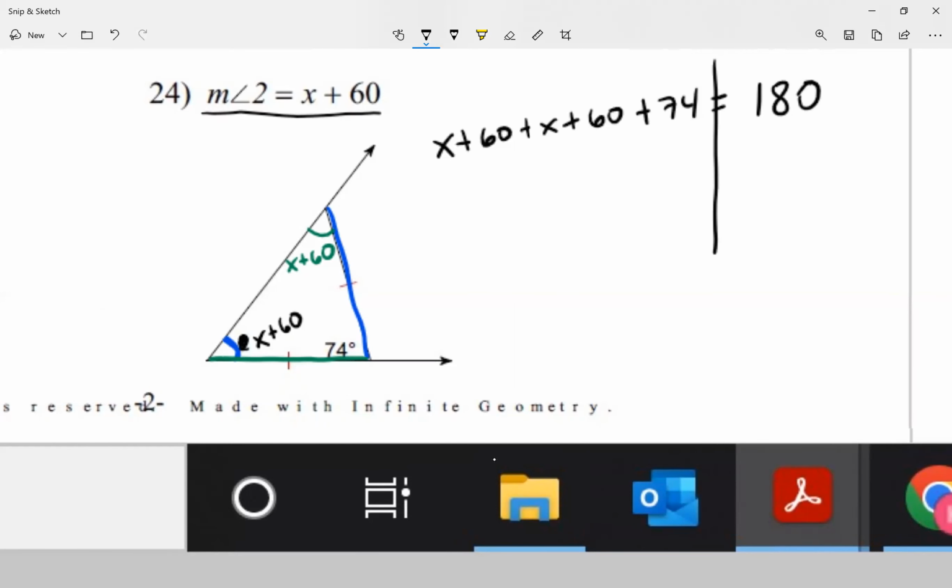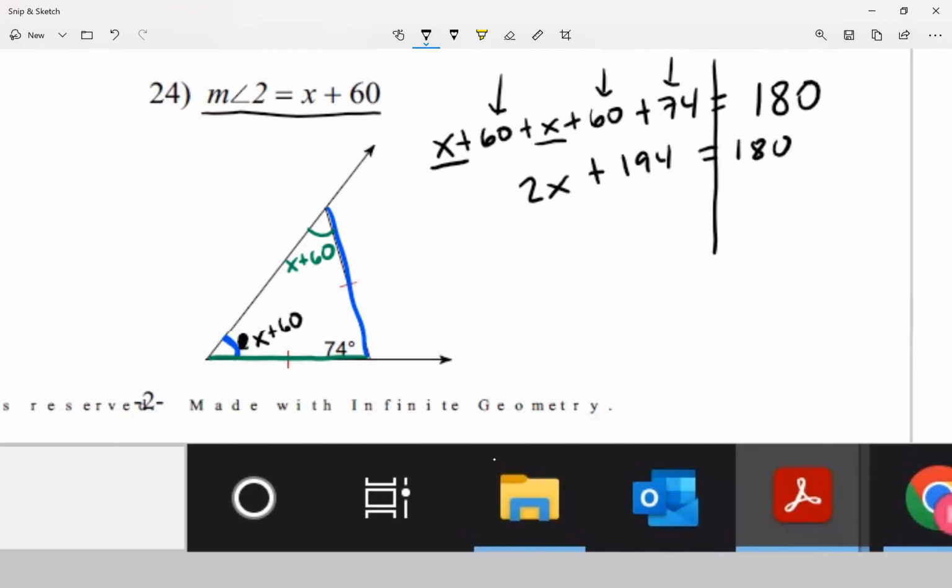All right, let me separate them through the equal sign. The left side, there's too many things. Let me condense it. When it comes to letters, 1x plus 1x, that is 2x. When it comes to just numbers, 60 plus 60 plus 74, that's 194. And I have that this is 180. All right, I just made the left side a little bit smaller.